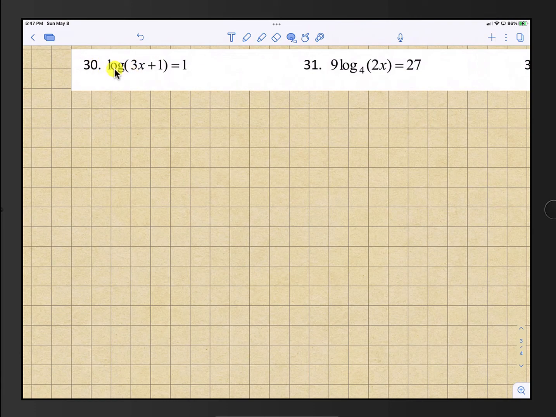And here's number 30. It's log of 3x plus 1 equals 1. And we know the log is actually log base 10. So let's go ahead and convert this to an exponent. And that would be 10 to the first is equal to 3x plus 1. Well, 10 to the first is just 10. And then we can subtract 1 from both sides and then divide by 3. So x is equal to 3.